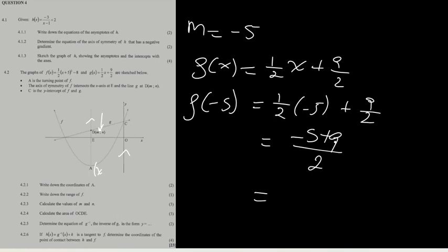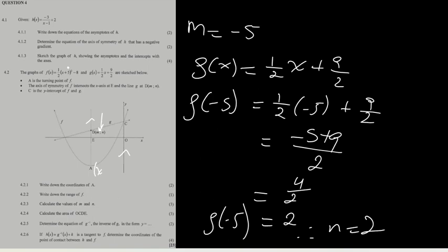What is 9 minus 5? 9 minus 5 is 4, so 4 over 2, and 4 over 2 is the same as +2. Therefore, n is equal to +2.